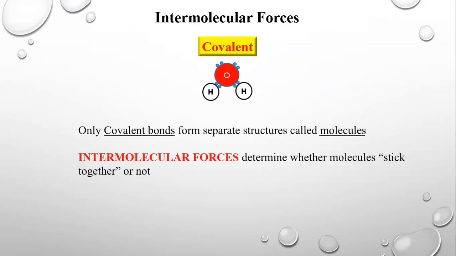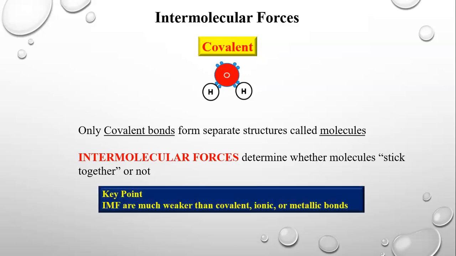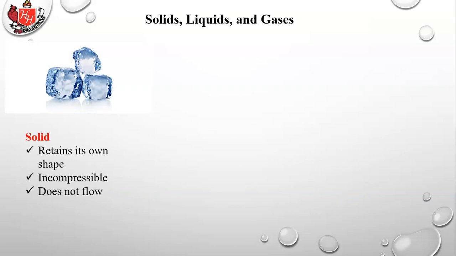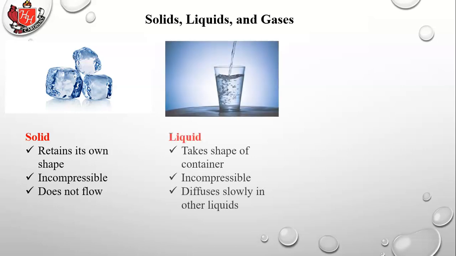So only covalent bonds form separate structures called molecules. Intermolecular forces determine whether molecules stick together or not. Key point, intermolecular forces are much weaker than covalent, ionic, or metallic bonds. So a solid retains its own shape, such as an ice cube. It's incompressible, you can't squeeze it down, and it does not flow.